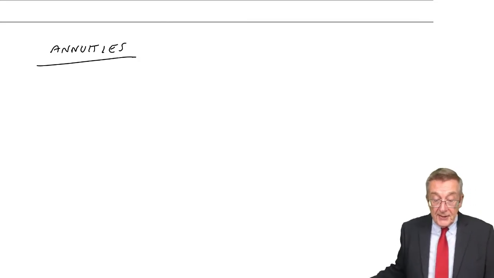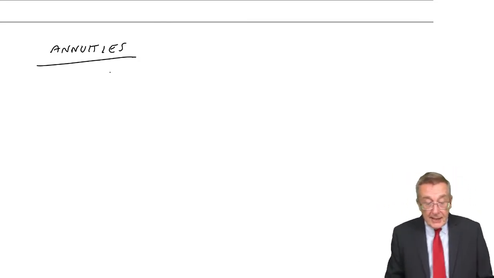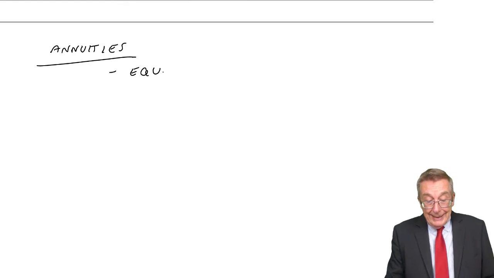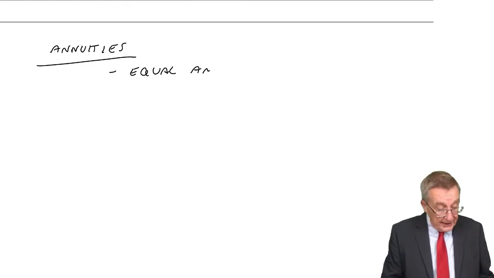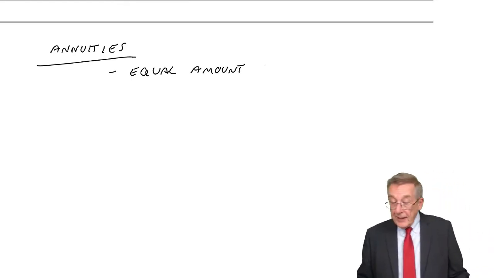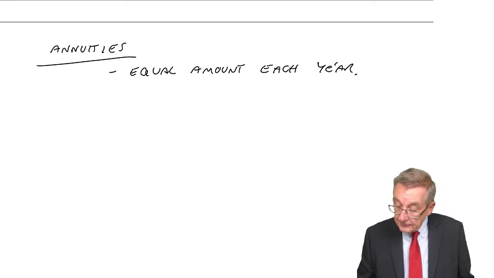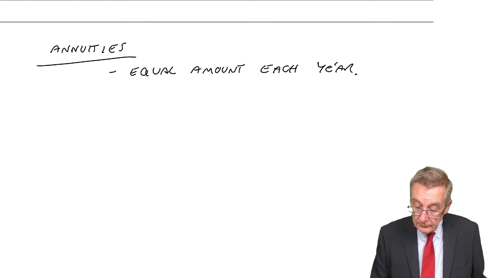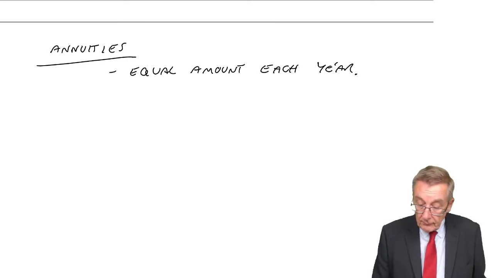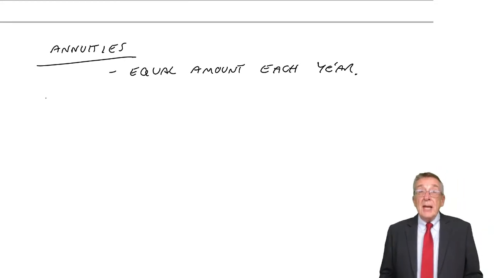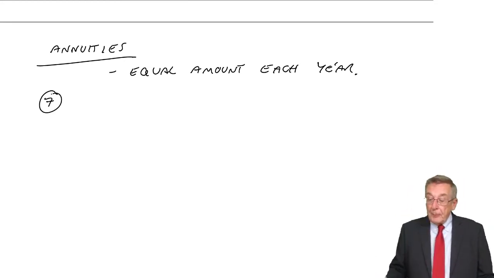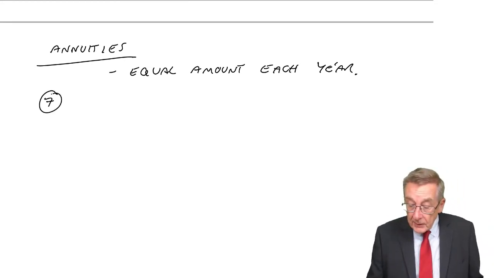Now, the definition of annuity: it's an equal amount each year. You'll see a great big formula there, which is on the formula sheet, but you don't actually need it. Look straight to the example, example 7. The interest rate is 12% a year.